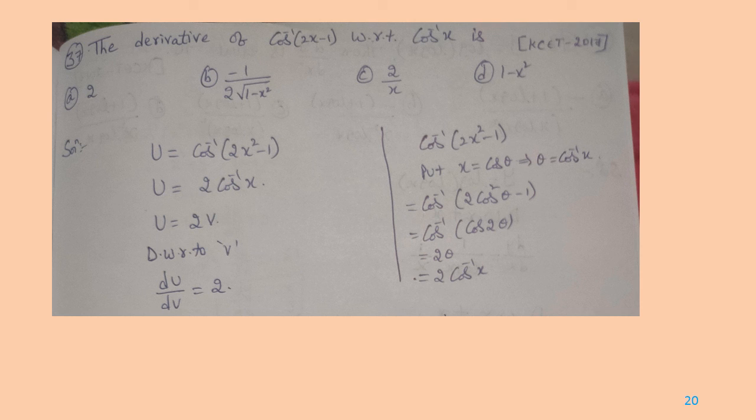You substitute x equal to cos theta. Theta will be cos inverse x. So it will become cos inverse of (2 cos square theta minus 1). So 2 cos square theta minus 1 is cos 2 theta. So cos inverse and cos go, it will become 2 theta. So it will be 2 cos inverse x.